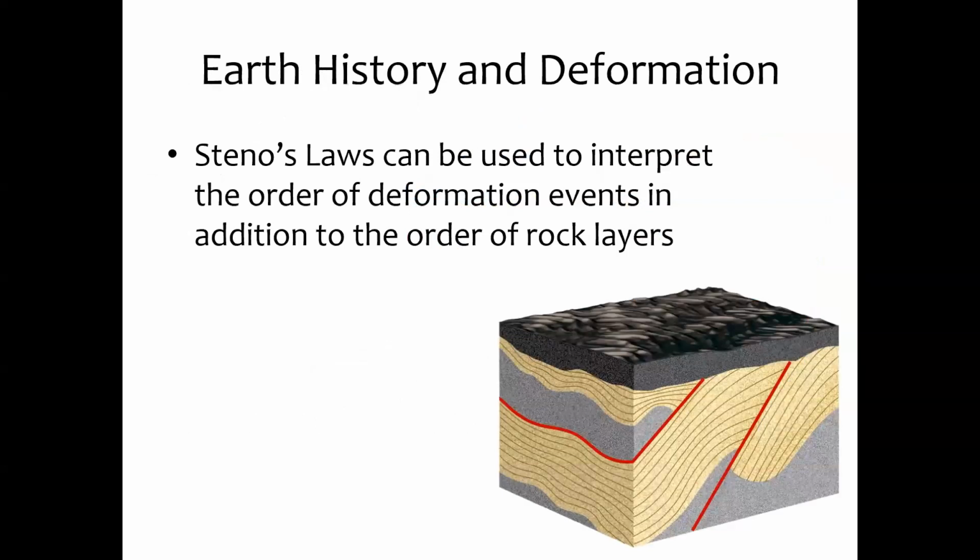Let's combine some of this stuff on deformation with our information on Steno's laws, those principles of stratigraphy that we have learned when talking about sedimentary rocks. And these laws can be used to interpret the order of deformation events and depositional events all together. So we could look at this block diagram down here, and without any other information other than Steno's laws and the fact that we've got some folding and these red lines are faults, that's why the rock is broken along those, we can use that to piece together the order in which these rocks formed.